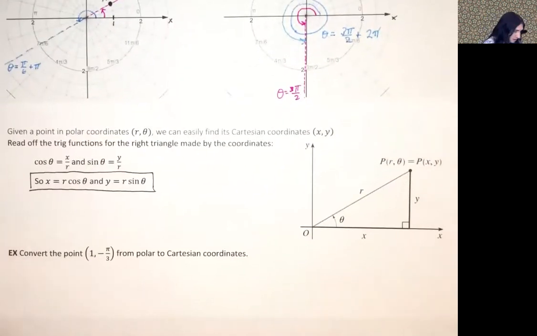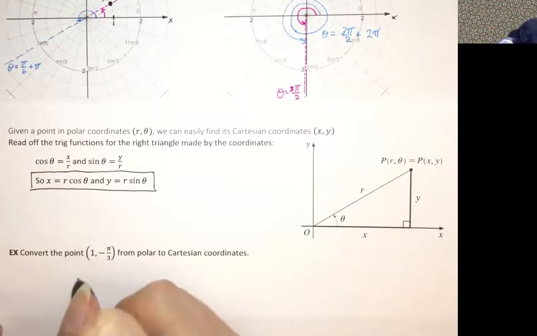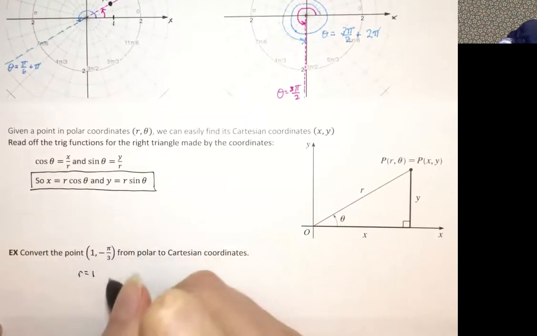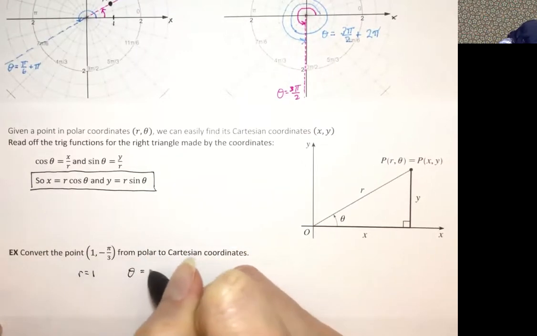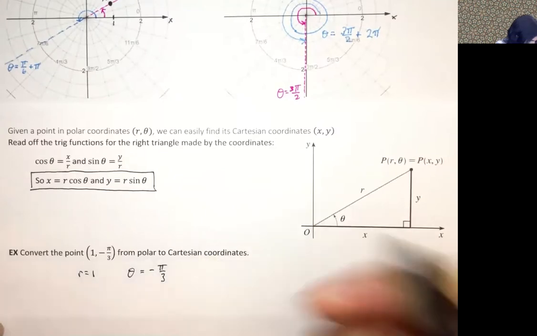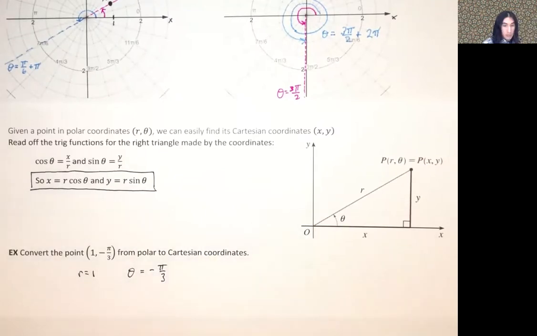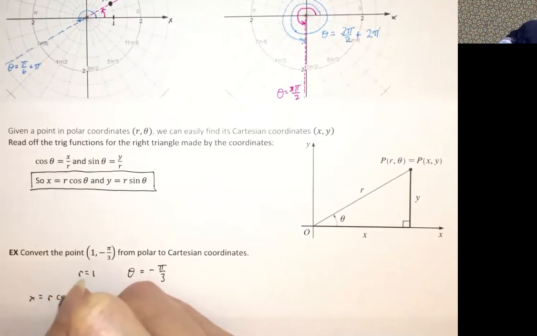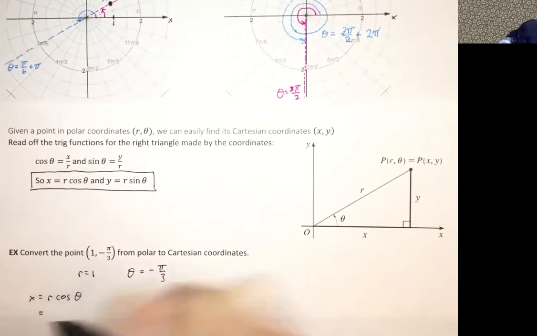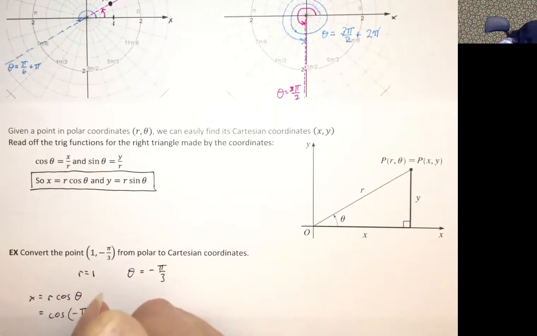So for instance, right here, we're given an r value of 1 and a theta value of minus pi over 3. Okay, so plugging them into my formula there, x is equal to r cosine of theta, means that I'm working with 1 times cosine of minus pi over 3, right?